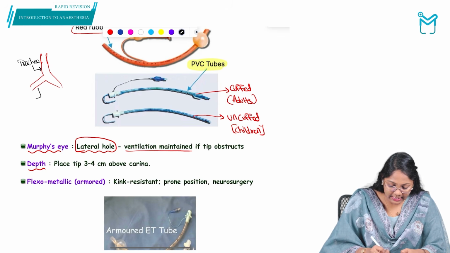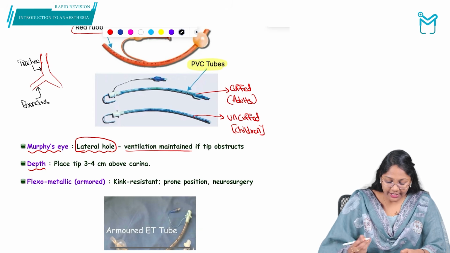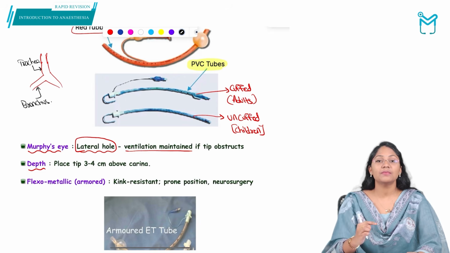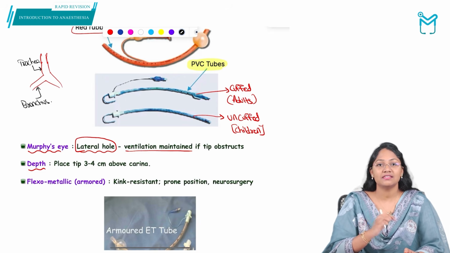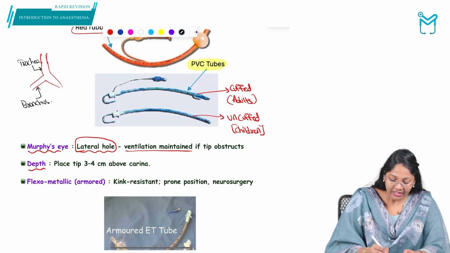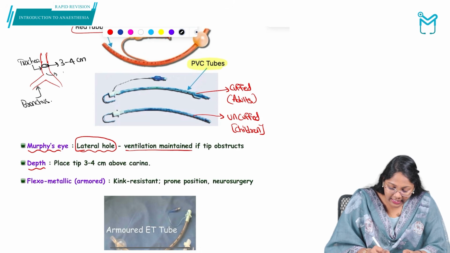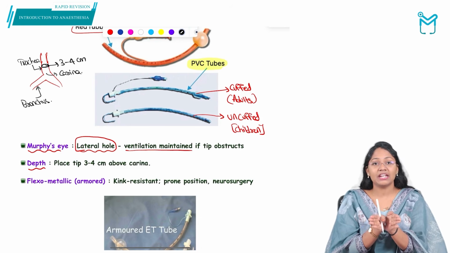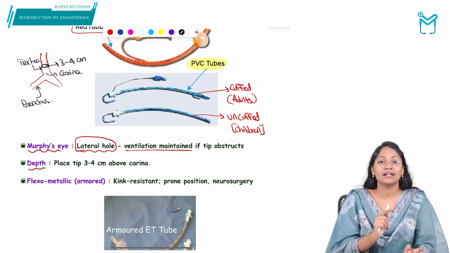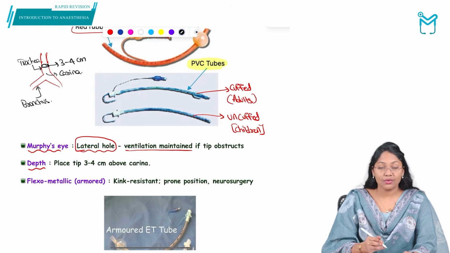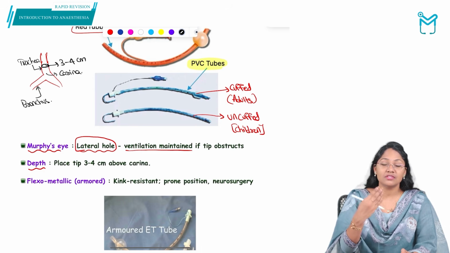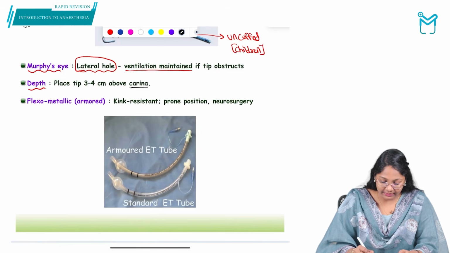this is the trachea and this is the bronchus. So where do we insert? How do we confirm that the endotracheal tube has been inserted appropriately? We insert it 3 to 4 centimeters before the carina. This is the carina part where the trachea bifurcates, we call it the carina region. So we insert this tube 3 to 4 centimeters above the carina.